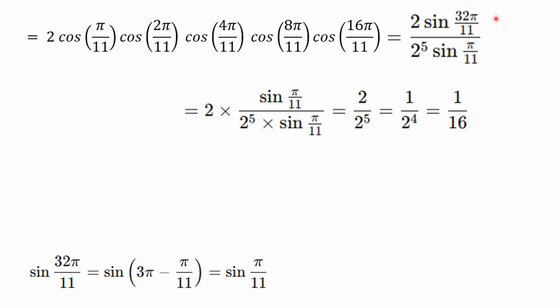So let us replace the numerator, that is sine 32 pi by 11, by sine pi by 11 in the next step. So we have 2 into sine pi by 11 divided by 2 to the power of 5 into sine pi by 11. We have sine pi by 11 both in numerator and denominator, so it is eliminated and we are left with 2 by 2 to the power of 5. Upon simplification, we get 1 by 2 to the power of 4, which is nothing but 1 by 16.